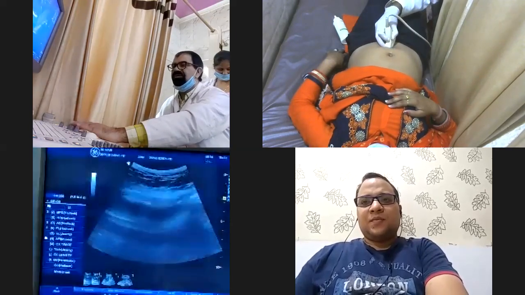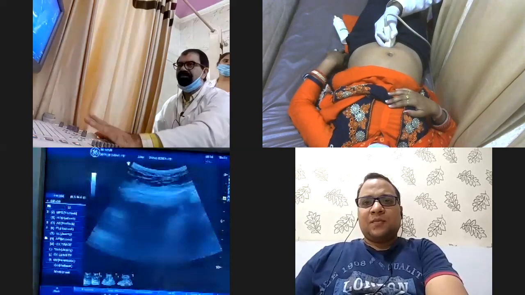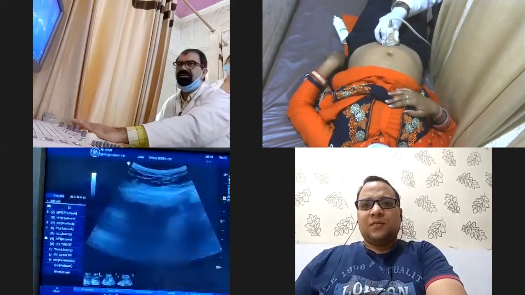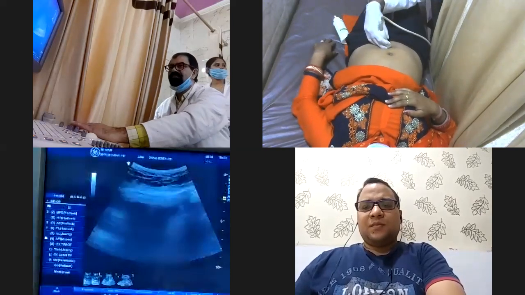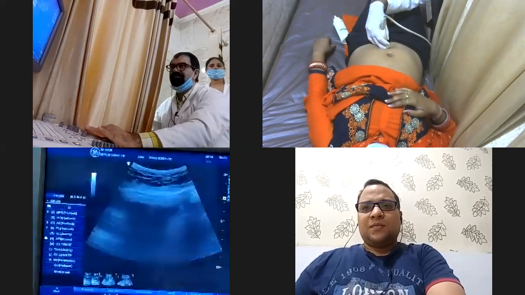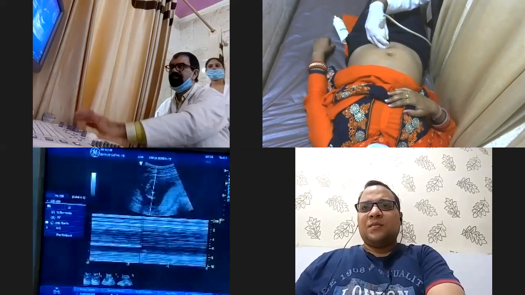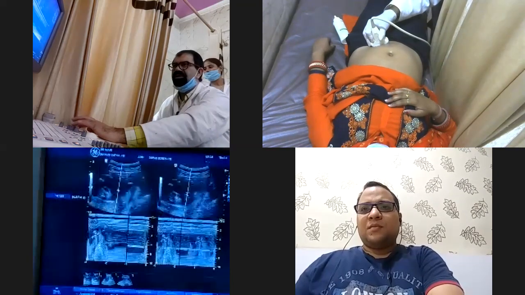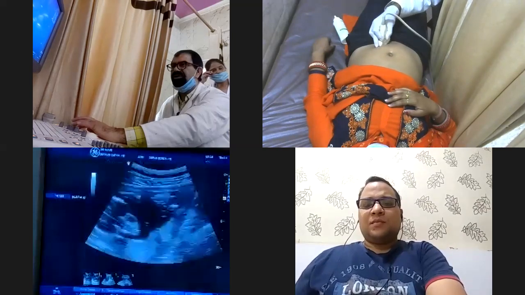So this is the fetal head over here. I'm taking the biparietal diameter over here. This is corresponding to 18 weeks. Wait for a minute. I will show you anterior and posterior and this screen orientation in this patient.